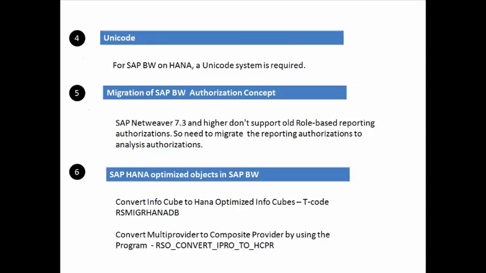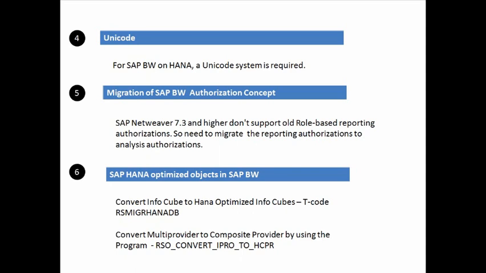But next, Unicode conversion. Now, if you look at having BW on HANA, BW must be Unicode compatible. If it is 7.3.5 or 7.0, they are not Unicode compatible. So by using some software, you need to convert them to Unicode compatible. Only then can it run on HANA.